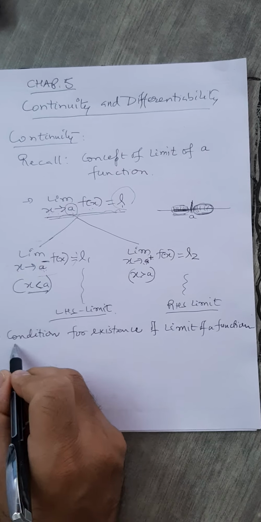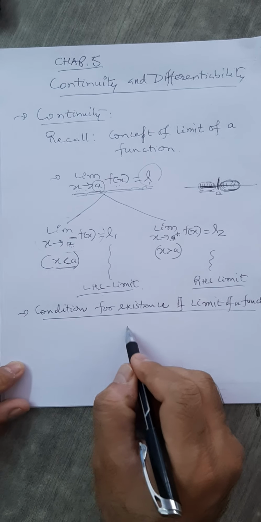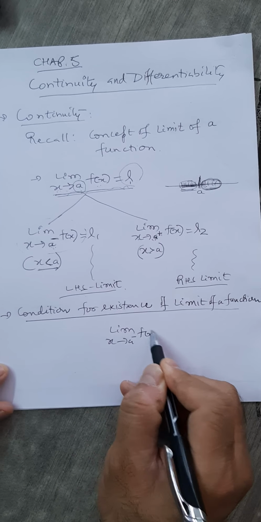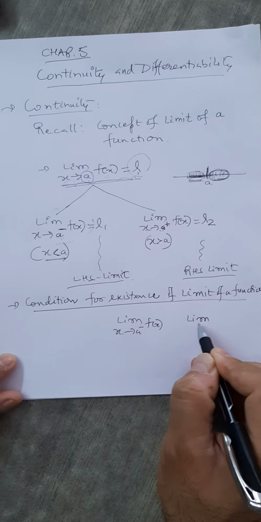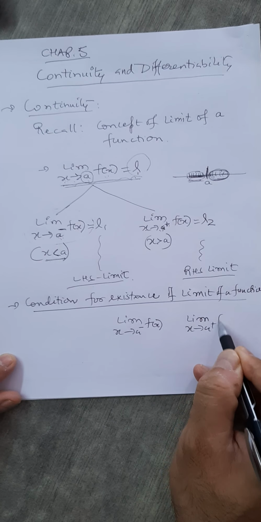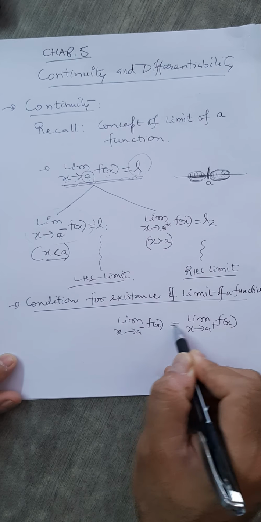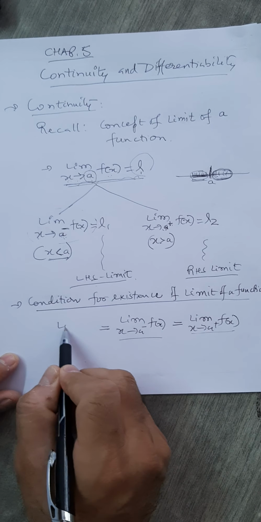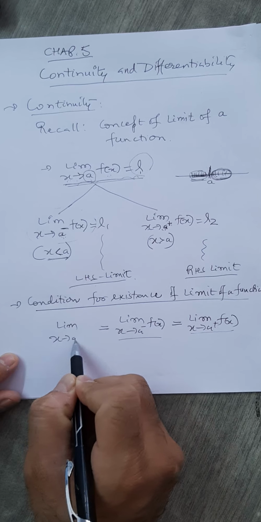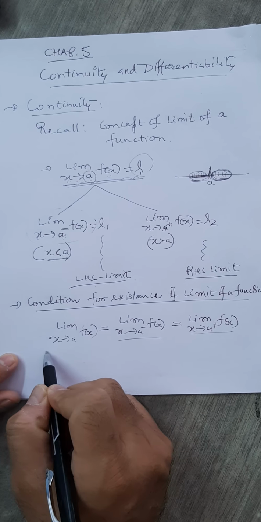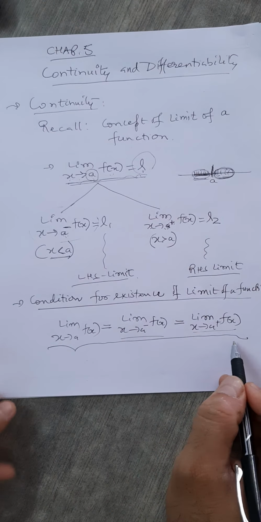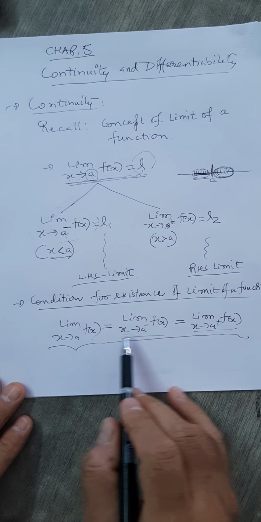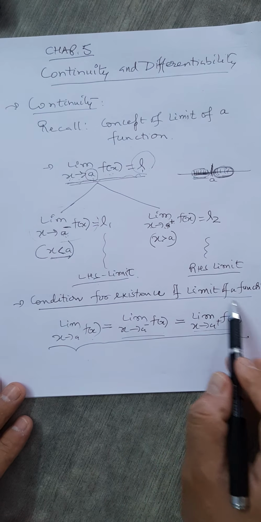So the condition is, limit x tends to a from left hand side of the function, limit x tends to a from right hand side of the function. If these two are equal, suppose this is 2, this is 2, then that number is called the limit of the function. So limit x tends to a of f(x). So this is a very important criterion. Limit x tends to a of f(x) equals LHS limit equals RHS limit.